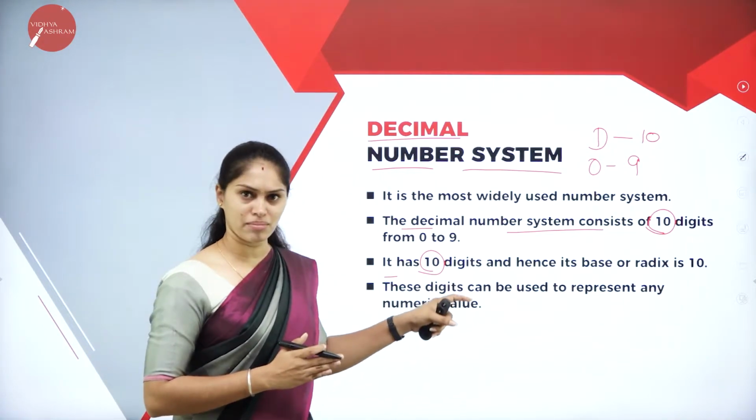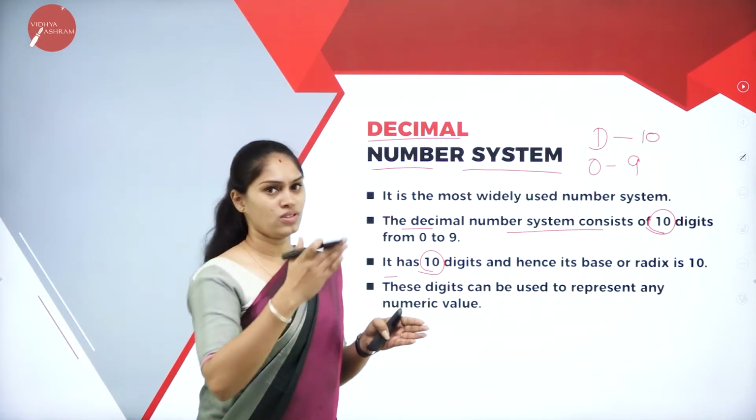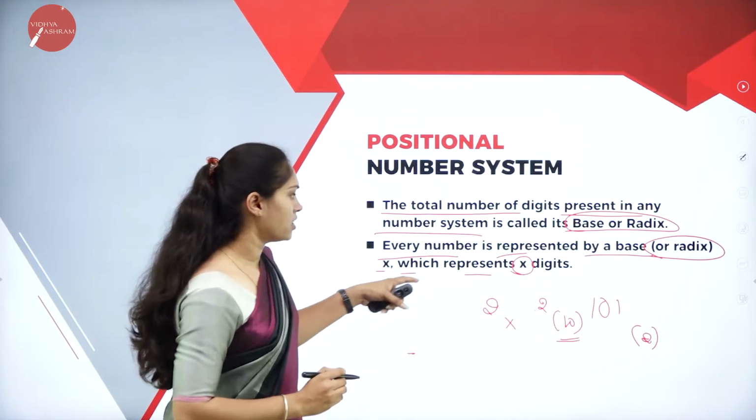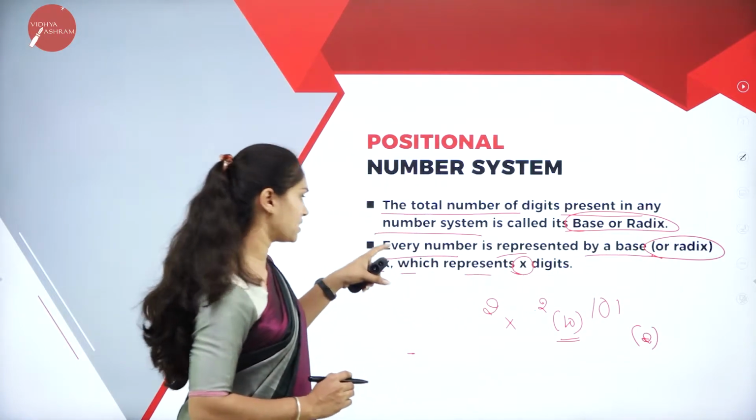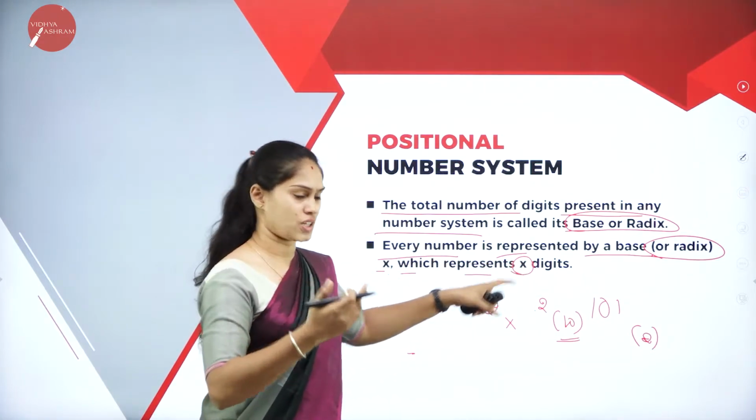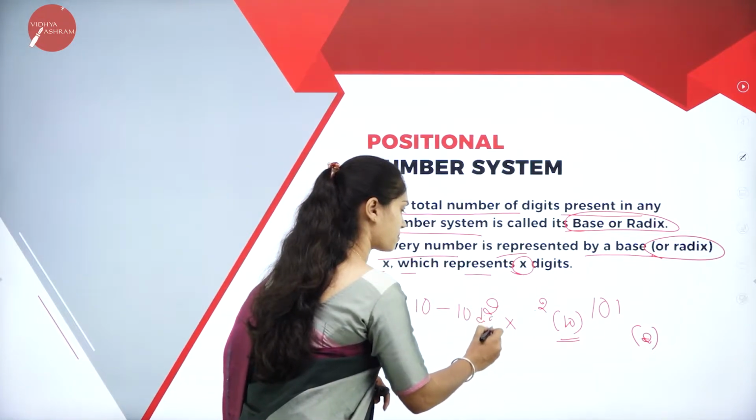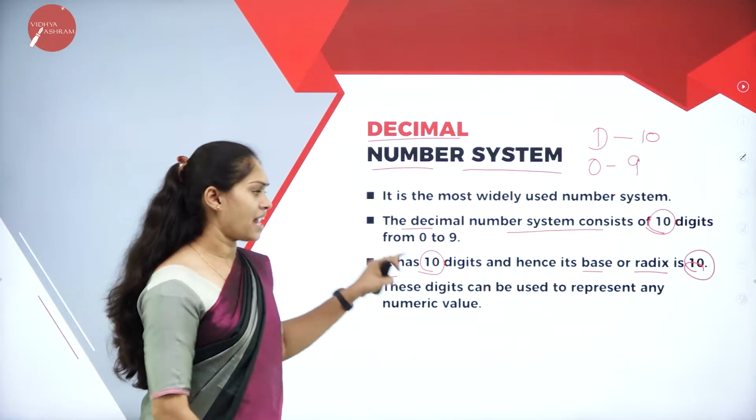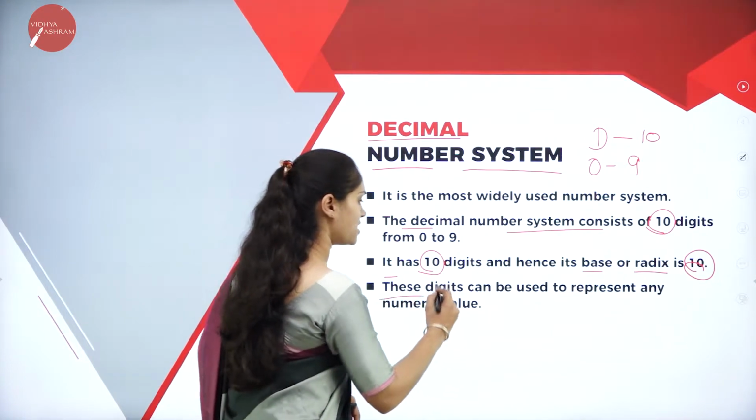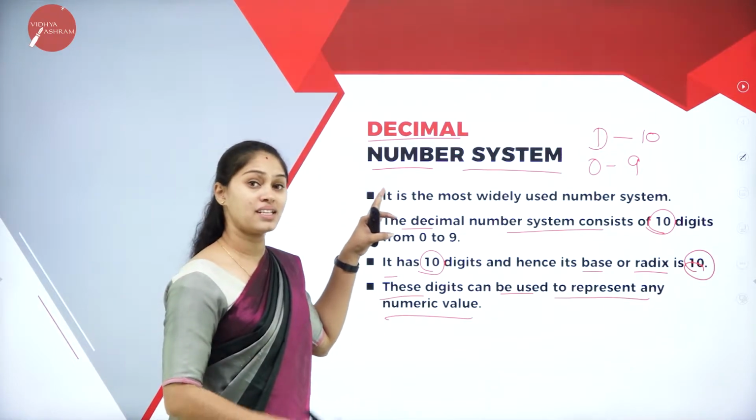So here we have the decimal number system, and how many digits does it have? It has 10 digits, that is from 0 to 9, and hence its base or radix is 10. Every number is represented by its base or radix x, which represents x digits. So if its base is 10, then that represents 10 digits. In the same way, here it has 10 digits, hence its base or radix is 10 itself. These digits can be used to represent any numeric value. That is what the decimal number system means.